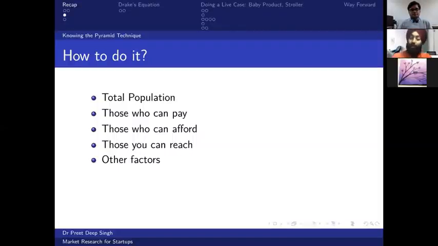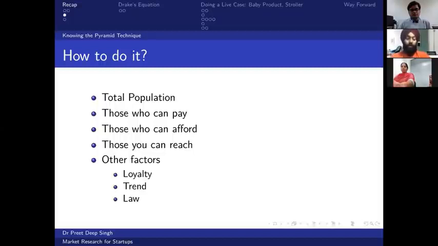I can give you a template for almost everything, but your product will always require more and more things. Your product will require critical thinking that only you and your team will have. So once we start doing today's case, we will see more of these. Keep in mind loyalty, trend, and law. Last time we also discussed whether it is legal for people to absorb your product or service. For example, a bike taxi might not be legal in some states, right? So you need to account for those things. So those states go out of your analysis. So that is how we narrow down the pyramid.